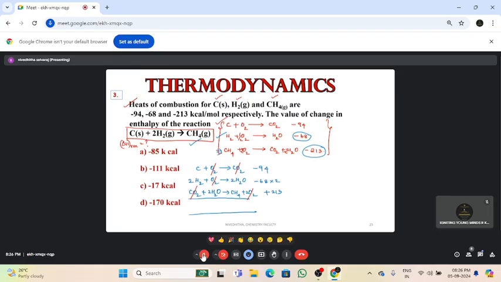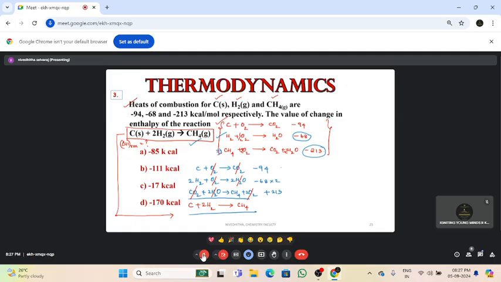Is there any common term? Water molecule, right? In the second equation, I have water molecule on the product side. In the third equation, I have water molecule on the reactant side. I'm going to cancel all those water molecules. That's it. So what are all the remaining terms? In the first equation, I have carbon. In the second equation, I have 2 moles of hydrogen. And in the third equation, I have methane on the product side. That's it. We have built the equation, right?